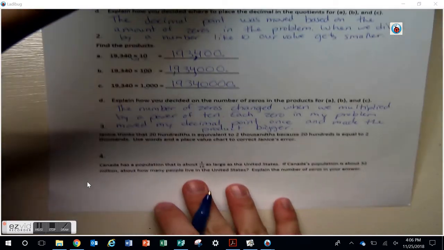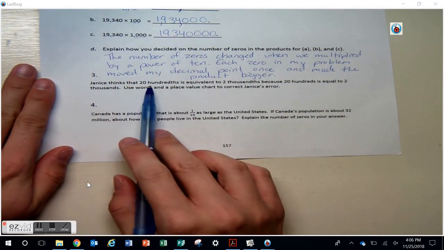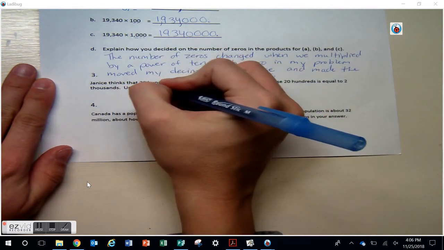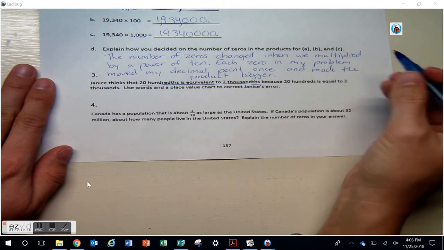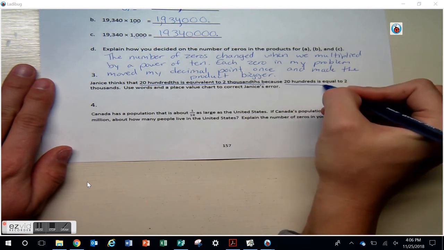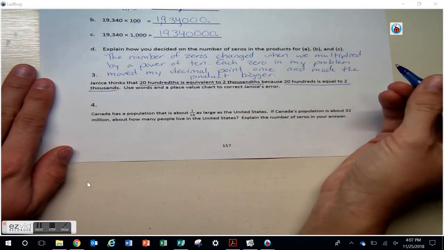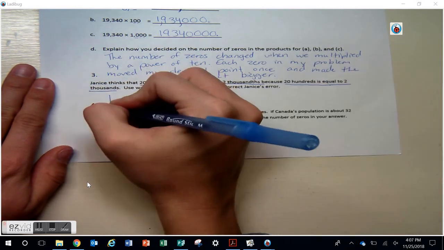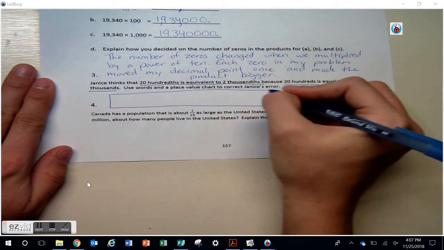Let's look at number 3. Janice thinks that 20 hundredths is equivalent to 2 thousandths because 20 hundredths is equal to 2 thousandths. Well, if that's true, let's go ahead and look at that. We're going to use a place value chart to help us prove that they're wrong.